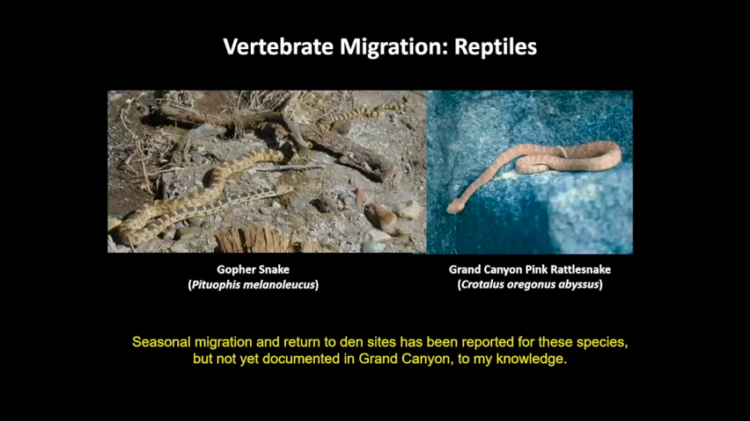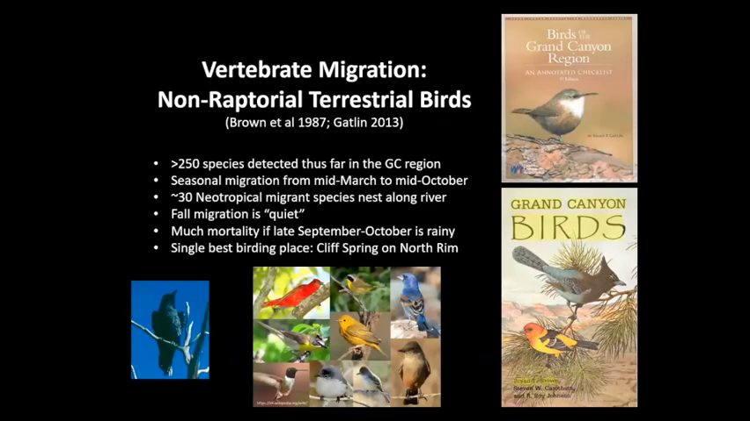All right, rattlesnakes, other snakes. Both of these, gopher snakes and Grand Canyon pink rattlesnakes, are two of about 25 species of snakes in our environment here. Both of them are likely to den up in the winter or to migrate to a wintering habitat. It's been reported for these species, but it has not yet been documented, to my knowledge, in Grand Canyon. So keep looking for dens of Grand Canyon pink rattlesnakes, but I haven't found any yet. But they could well do a seasonal migration.